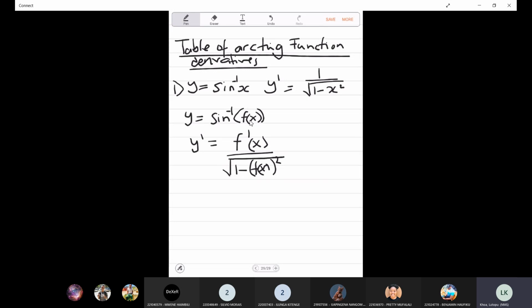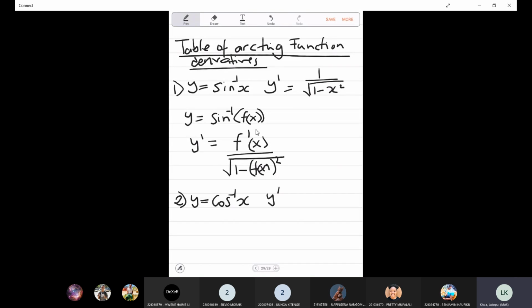So that is how we work out the derivative when what we have is not x, but some function. So maybe you have sine inverse of e to the power of x, sine inverse of cos x, sine inverse of the square root of x squared plus 1. On the numerator, instead of 1, you have the derivative of that function. And then in the denominator, instead of the square root of 1 minus x squared, you have the square root of 1 minus that function squared. Then the second one, we know this one, y is equal to cos inverse of x.